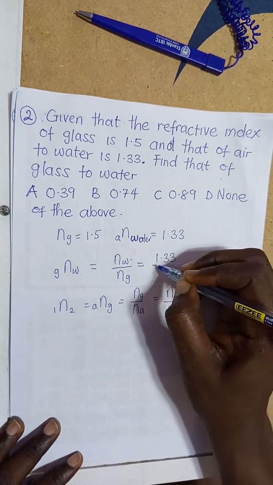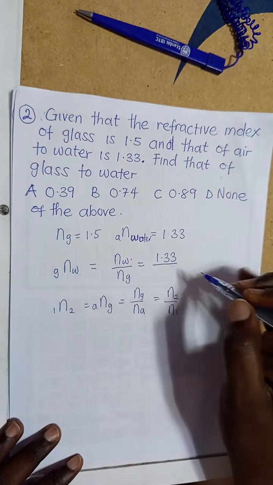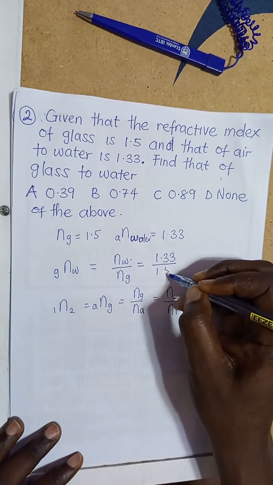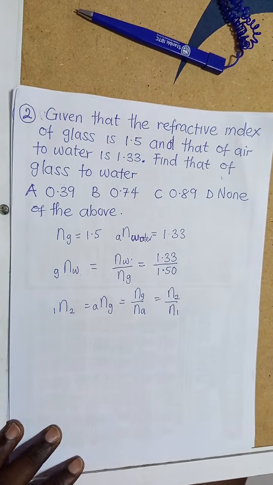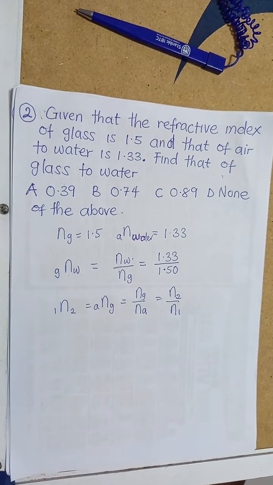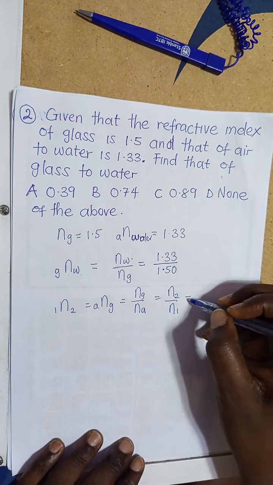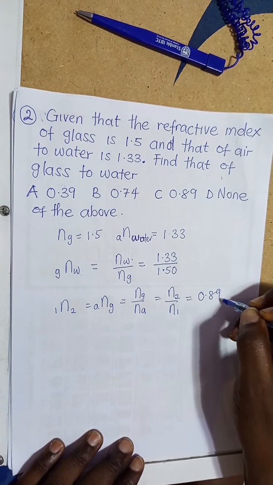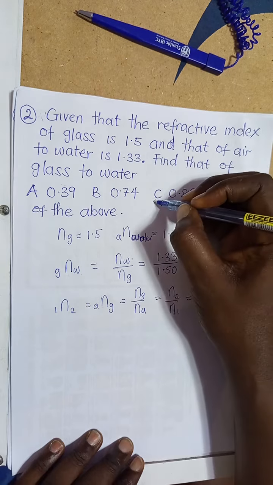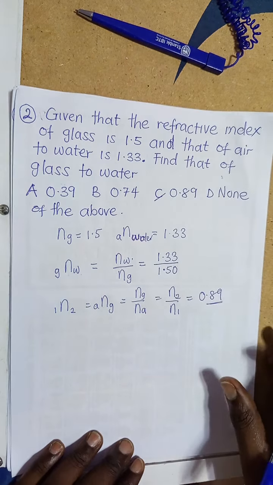1.33 divided by what? 1.50. So if you divide it, you are supposed to have an answer that will be equal to what? 1.33 divided by 1.50. So our answer becomes what? 0.88, which is approximately 0.89 as your answer. So C will be your answer there.